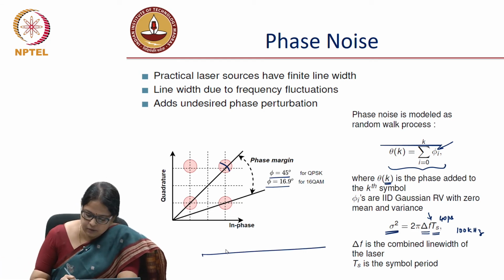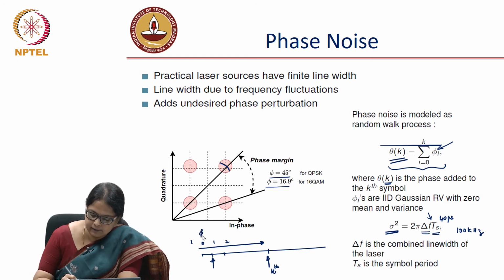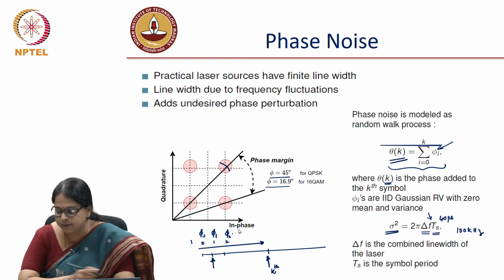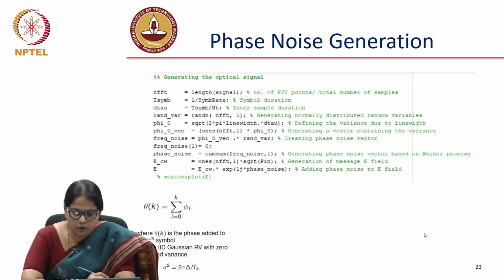And then what you need to do is, for every symbol, let us say the kth symbol, you have the random variables generated for i equal to 0, 1, 2, 3 etc. The phase that gets added for the kth symbol because of the phase noise is actually the sum of the phases, where phi 0, phi 1, phi 2 etc. are picked from that Gaussian random variable set, which has a variance decided by this. So, this is how you generate the phase noise.